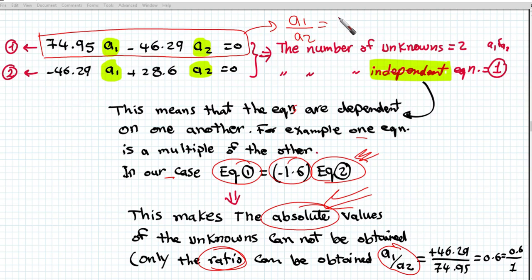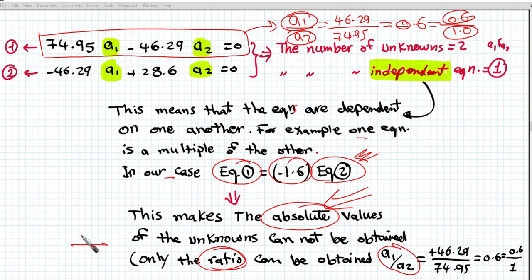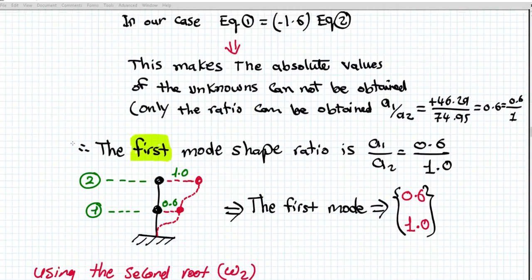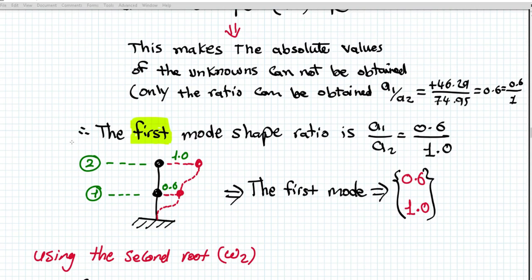It is going to be, for example, here, 46.29 over 74.95, and this would equal 0.6, which means that the ratio is 0.6 over 1, as if A1 is 0.6 and A2 is 1. Okay, so we can obtain only the ratio. From these two equations we can obtain the ratio. Okay, do you understand up till now? I hope that everything is clear for you, and I hope that you can follow what I'm saying easily.